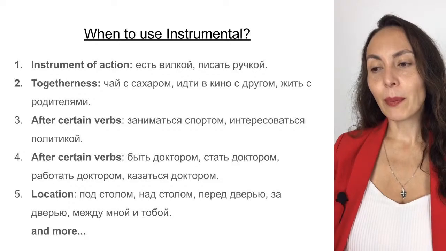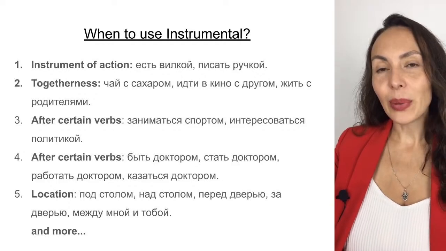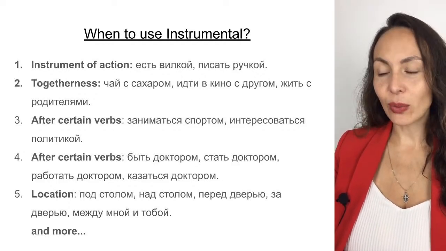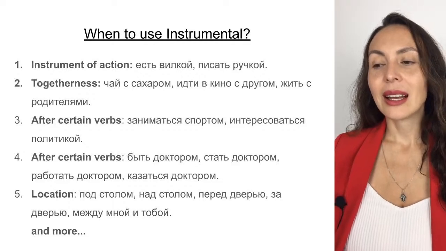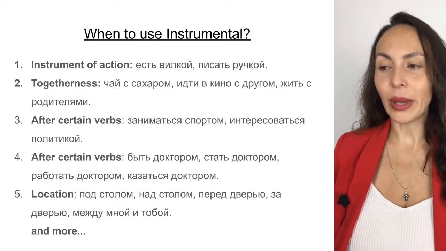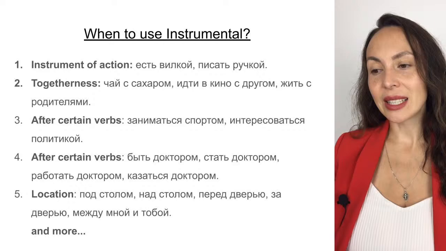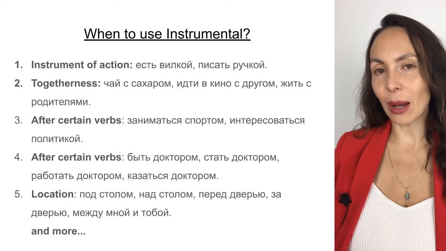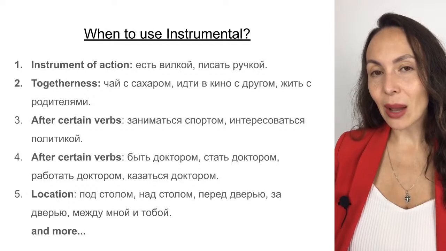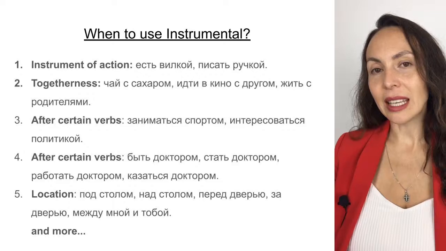Под столом, над столом, which is above. Перед столом, перед дверью, за дверью. They're all opposites, right? Перед дверью, за дверью. Перед, in front of, за, behind. And between, между мной и тобой. So, these prepositions and types of locating objects are used in the instrumental case.